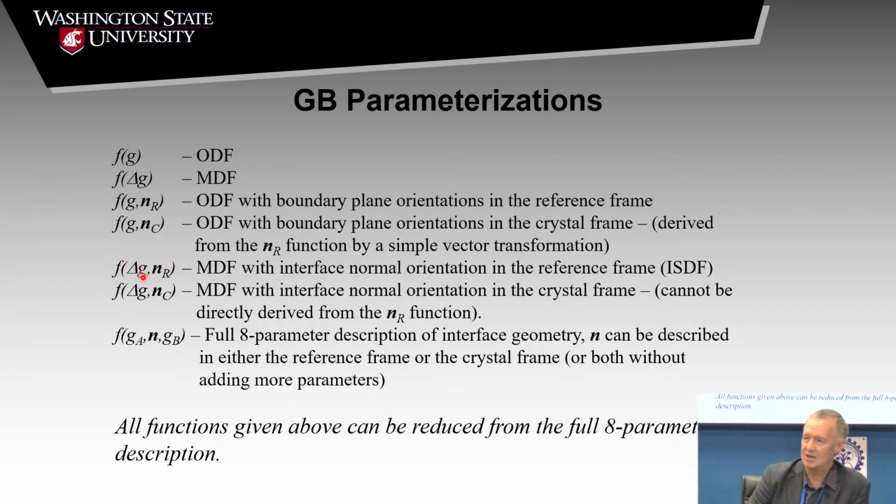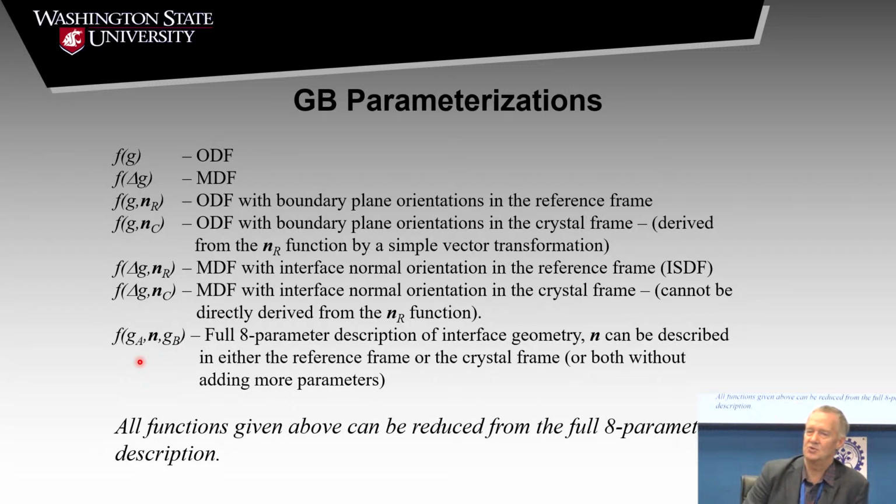This is kind of the standard one we use, where we use a misorientation and a boundary plane. And we can do that either in the reference space or the crystal space. We know how to measure both of those. Or we can do 8 parameters where we include the external frame.